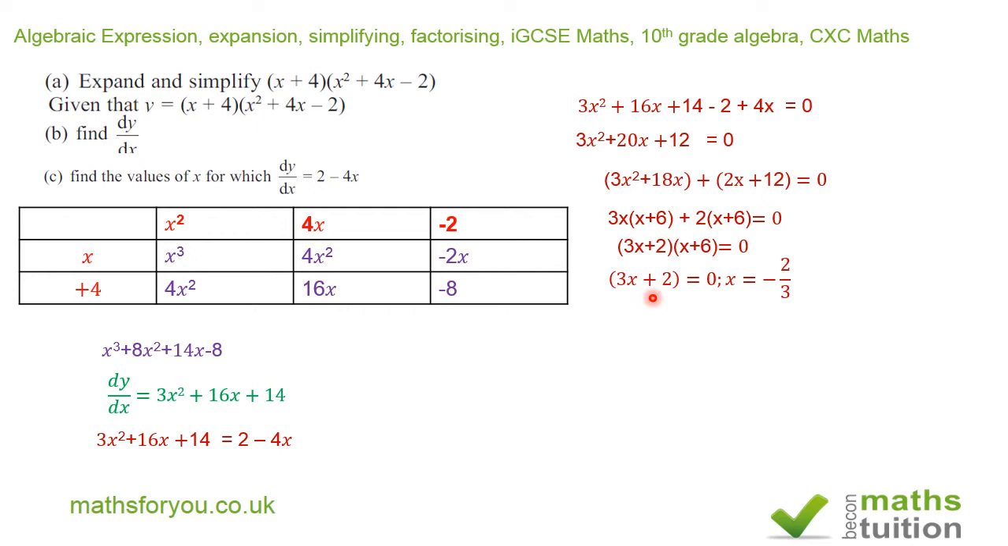If we now equate 3x + 2 to 0, that gives x equal to −2/3. I've not bothered to change 2/3 to a decimal, so leave it at that. You get full marks for that. Or, if x + 6 is equal to 0, that gives us x equal to −6. So those are our two possible values of x.